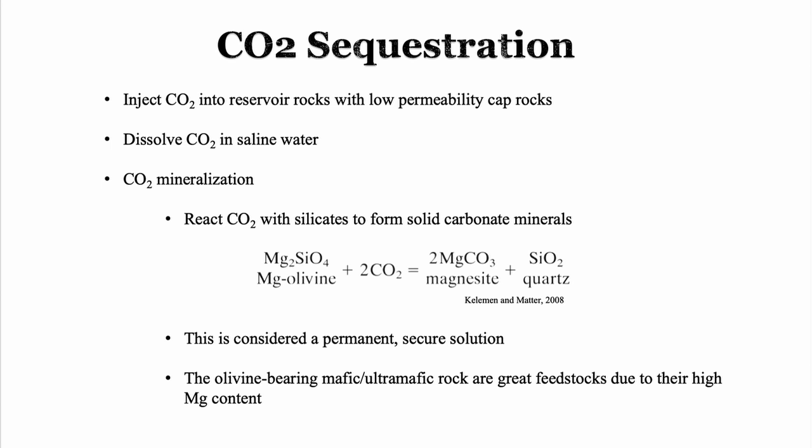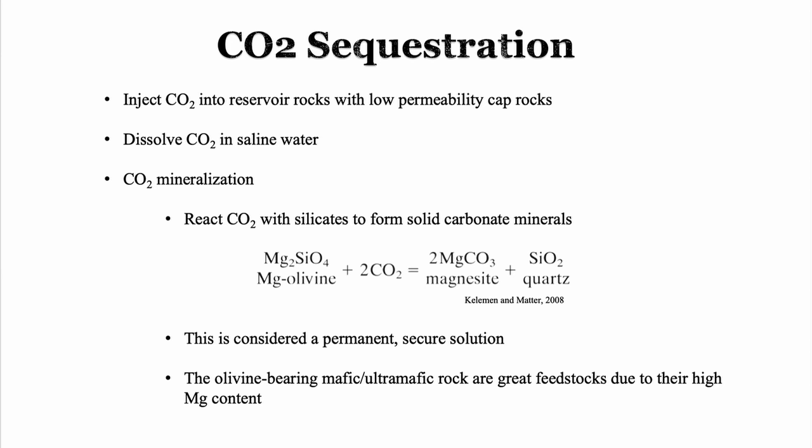Basically, the principal idea is to inject the CO2 into depths exceeding about 800 meters and react those with silicate to form the solid carbonate minerals. Here's one of the reaction equations. Basically, the magnesium-rich olivine reacts with CO2 to form magnesite and quartz. And because the CO2 here is converted to a solid mineral due to the reaction, it is considered a permanent secure solution to the high CO2 concentration in the atmosphere.